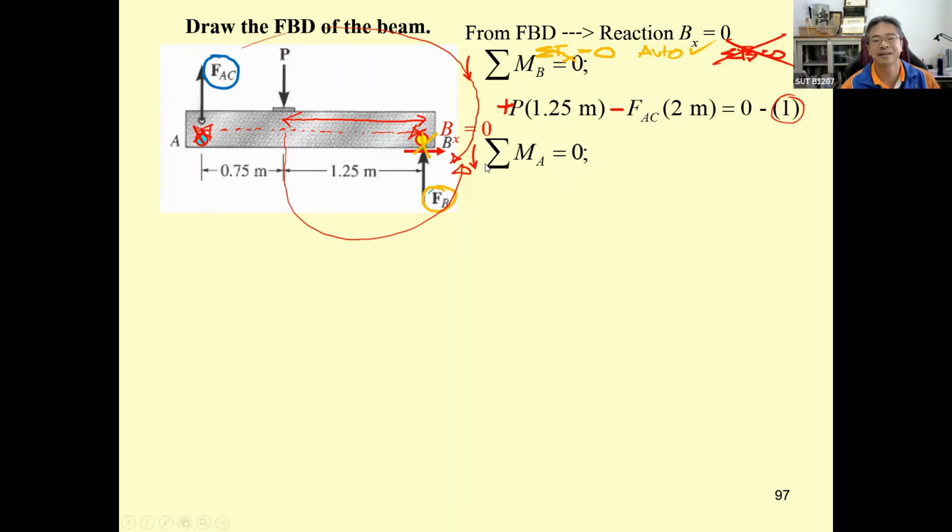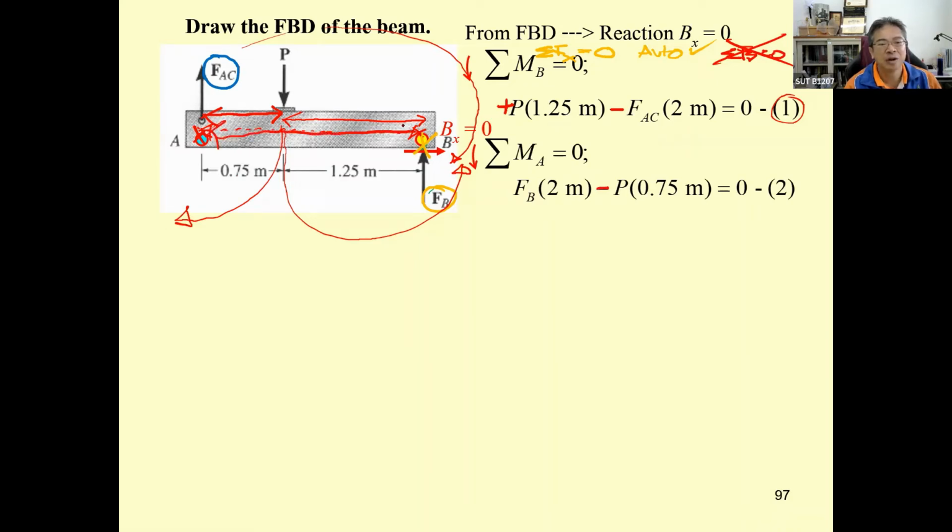By doing this, the same thing occurs. This one will produce the moment in this way with a moment arm of 0.75, and this is clockwise rotation, so it is going to be negative: P times 0.75. But this one, F sub B times 2, rotates in the counterclockwise direction, so it is going to be positive.